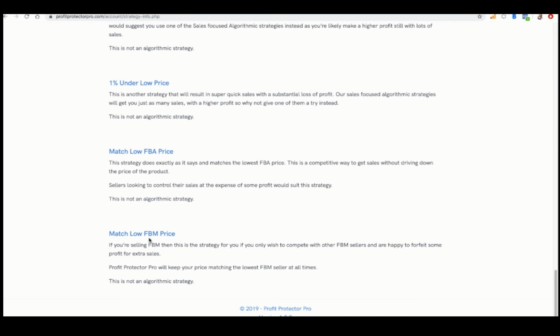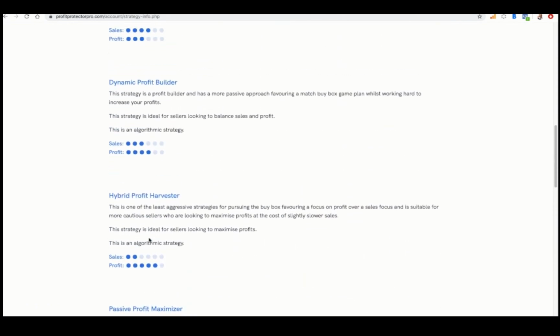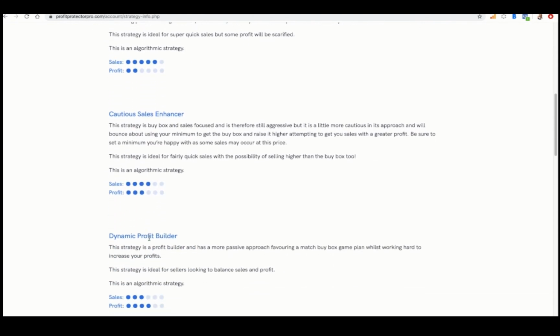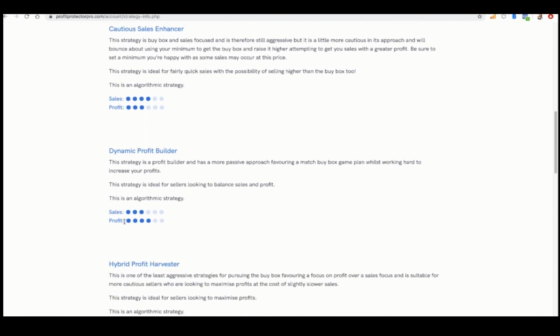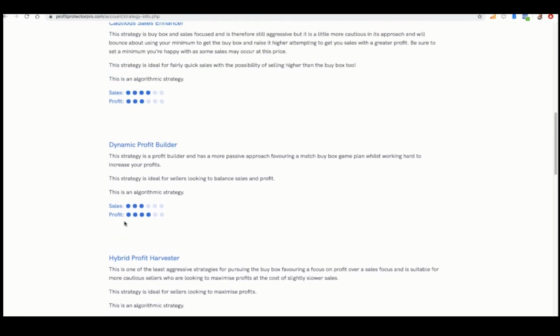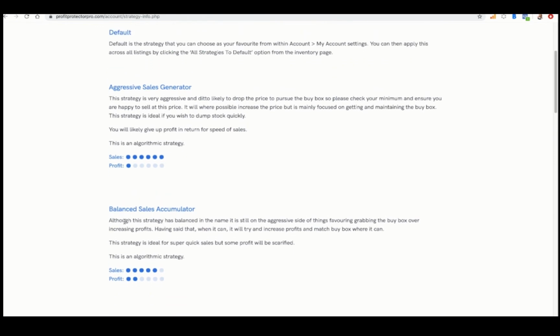So there's a talk through of our strategies. They're awesome strategies. I love our algorithmic strategies. They're so, so clever. So give it a go, try them out, see which ones work for you. For everyday sales, I would choose a dynamic profit builder. I think it's awesome. It'll get you sales and make you profit. But as I say, you've got lots of other options here for different scenarios that will suit you. So give them a try and work out what works best for you with the Profit Protector Pro strategies.